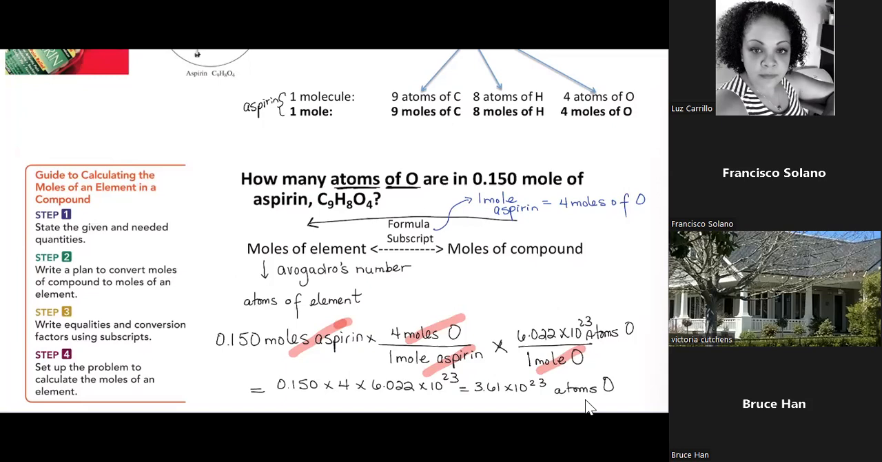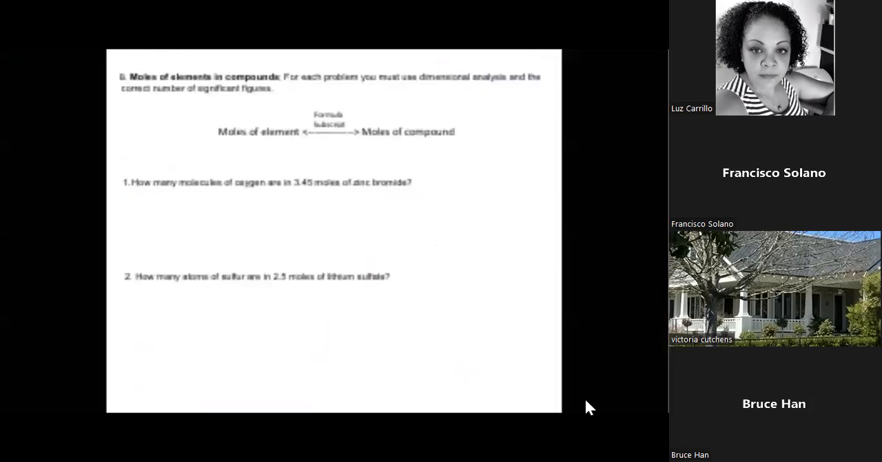So again, when we're going from given moles of a compound and we want atoms of an element, two conversion factors: the formula subscript followed by Avogadro's number. Let's do some practice problems before break. So again, when it comes to this, this is given. You find the moles of the element, and then you utilize Avogadro's number to find the atoms of element. Remember that your conversion factor is Avogadro's number.